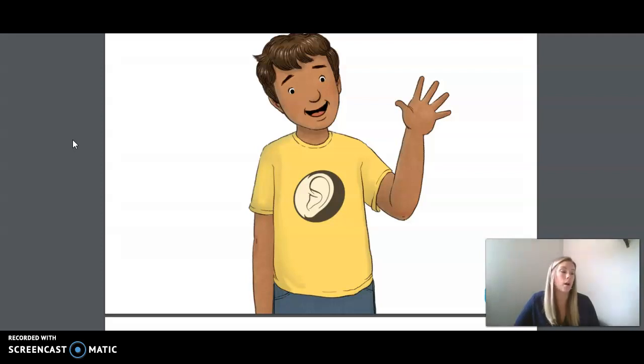Okay, it's time for me to go. Next time we'll look at the smallest bone in your body. Can anyone predict where it is? Hint, it's part of another sensory organ.